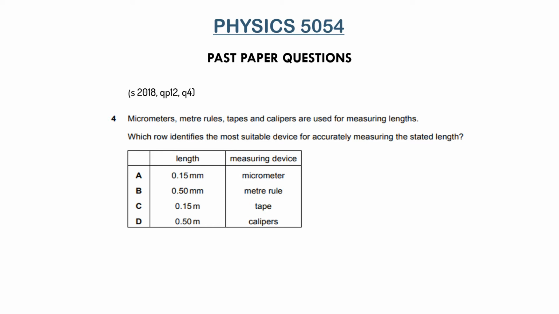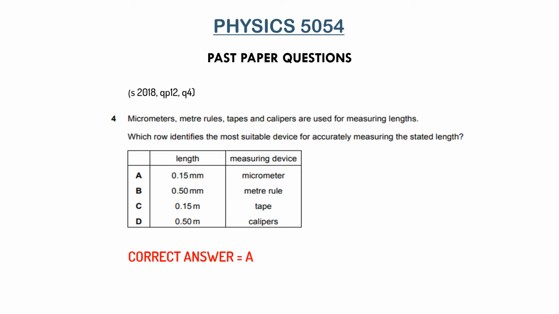So the length 0.15 millimeter can in fact be measured by a micrometer, and no other instrument except a micrometer would be able to measure it, because 0.15 millimeter is so small that even a vernier caliper would only give us 0.1 millimeter, it would not give us 0.15. So indeed, A is the correct option, because 0.15 millimeter can be measured by a micrometer only. But let's also discuss the other options and see why they are not correct.